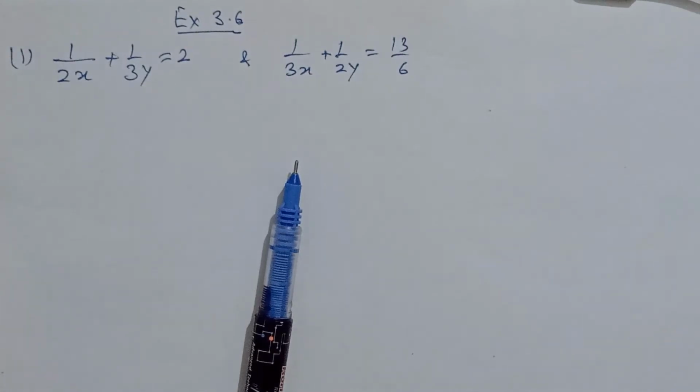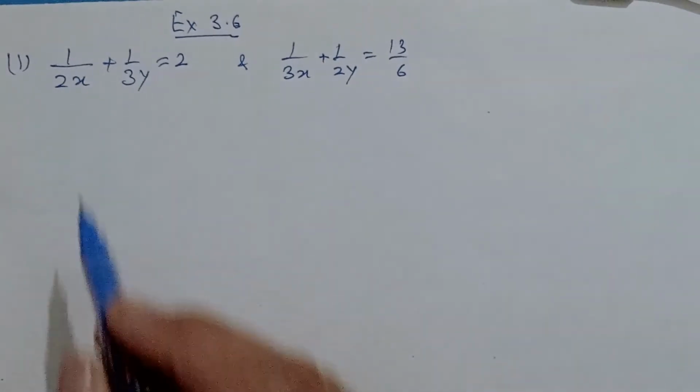In 3.6, the equations which are given are not of the form of linear equations. So first we have to reduce these equations to the form of linear equations and then simplify. So let us take the first question.